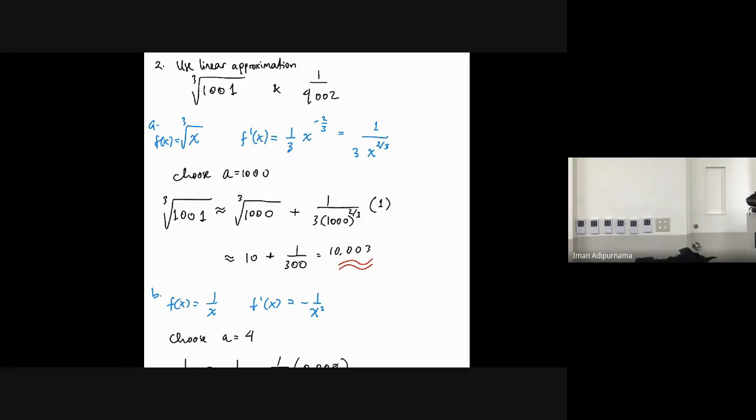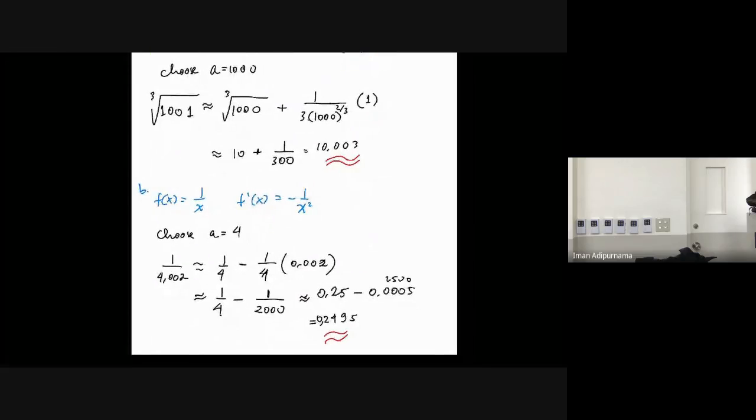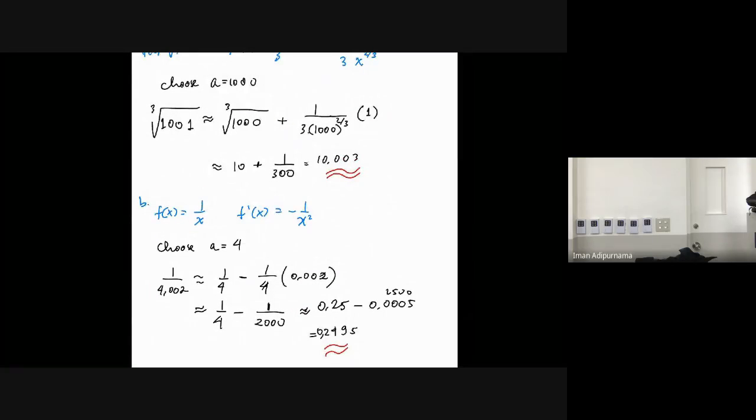So first, choose some numbers that are easy to calculate. Number A will be 10.003, or you can just write the fraction 10 plus 1 over 300. That's okay. Number B should be 1 over 4 minus 1 over 2000. It's around 0.2495. Okay.